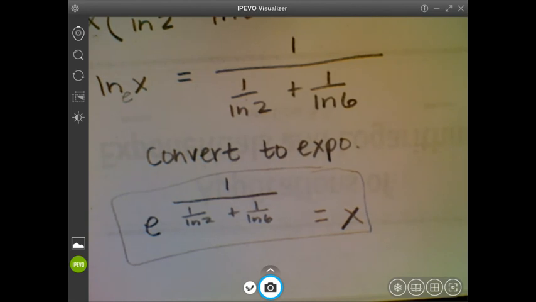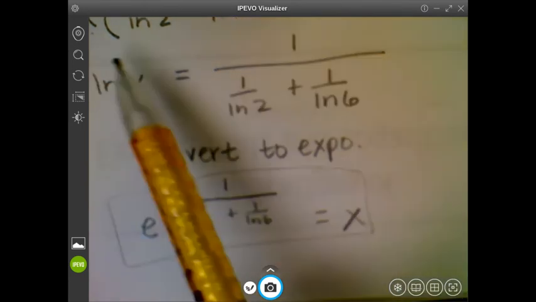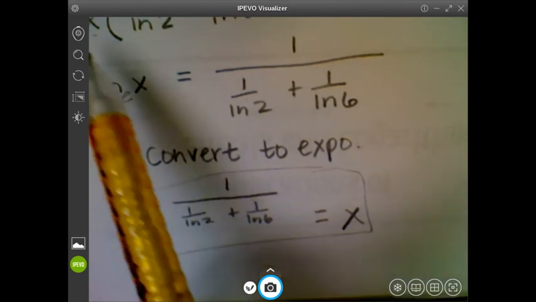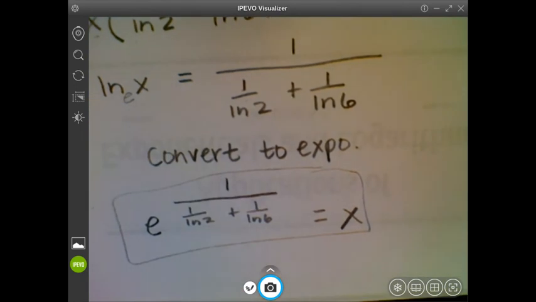That one was quite interesting because we had to use a change of base formula, and then we had to do some algebra in terms of like this middle factoring out the ln of x, and then we had to convert it to an exponential.